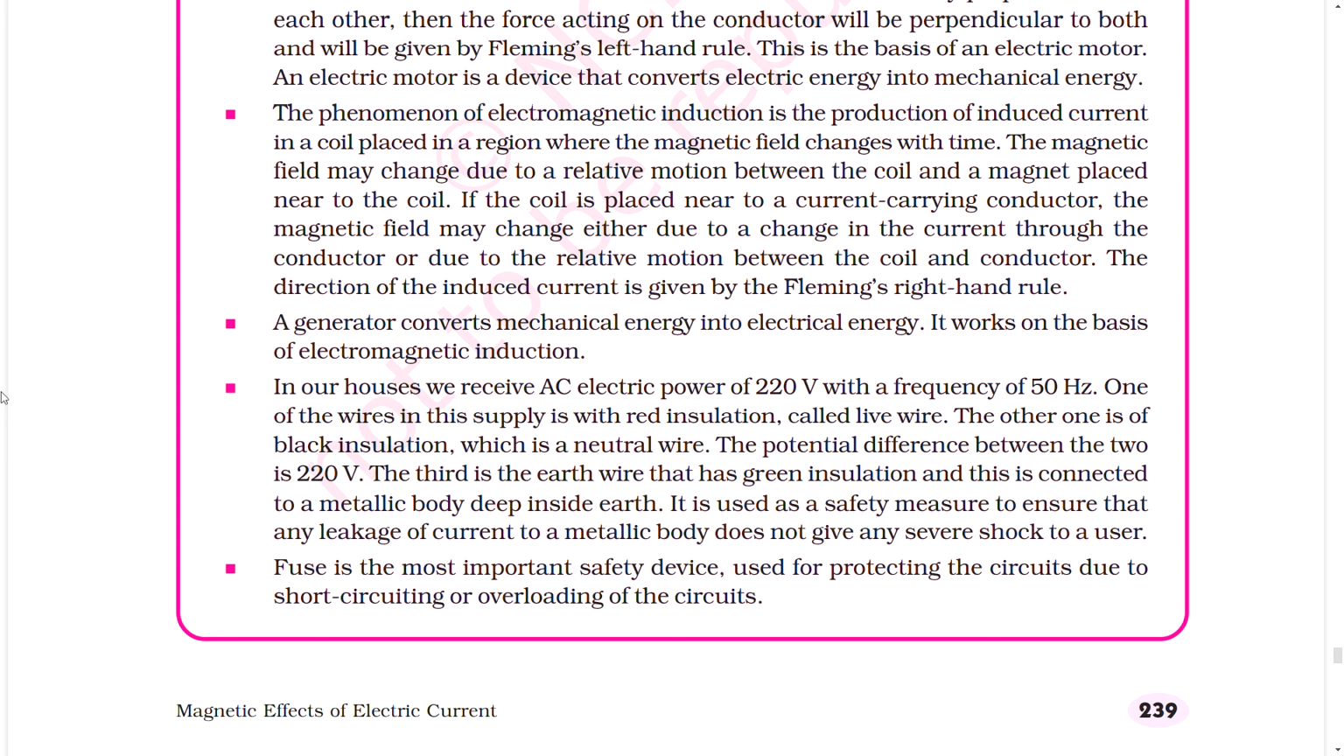The third is the earth wire that has green insulation, and this is connected to a metallic body deep inside the earth. It is used as a safety measure to ensure that any leakage of current to a metallic body does not give any severe shock to a user. Fuse is the most important safety device used for protecting the circuit due to short circuiting or overloading of the circuits.